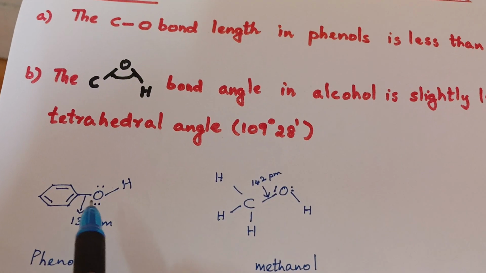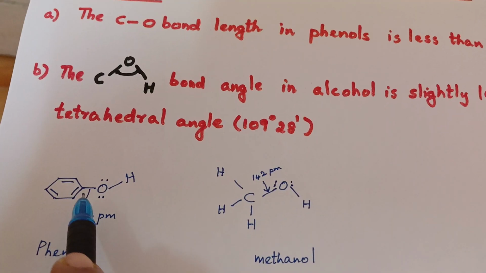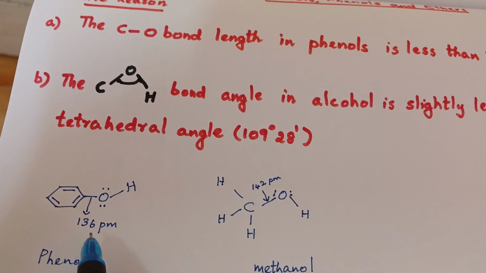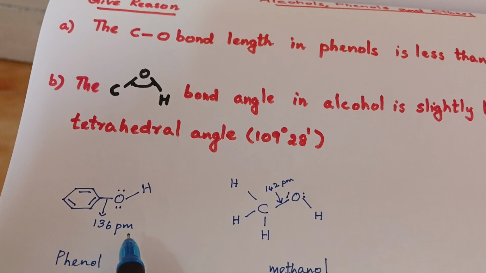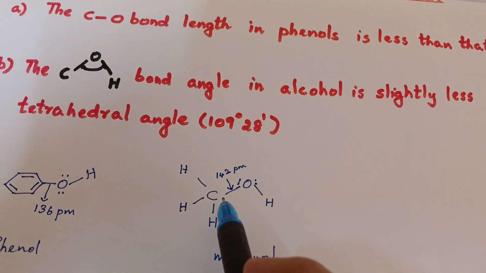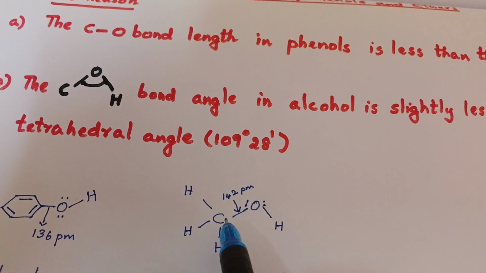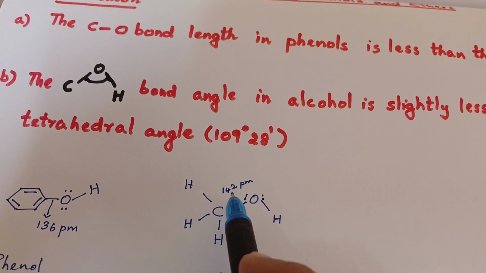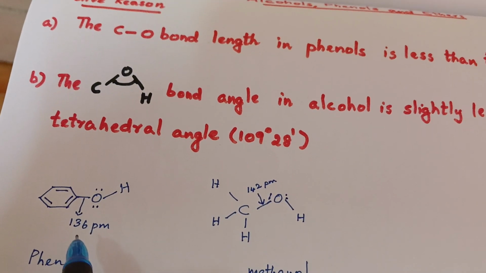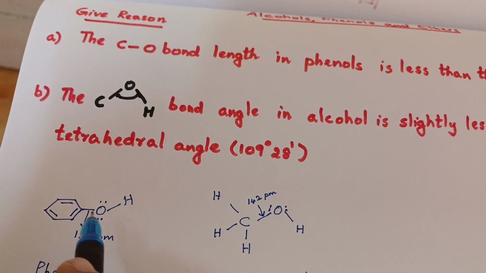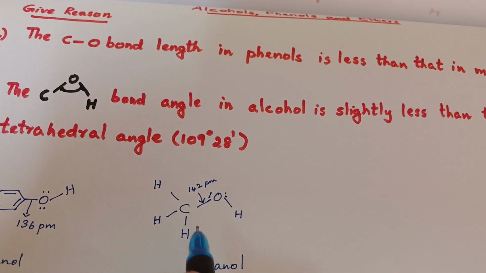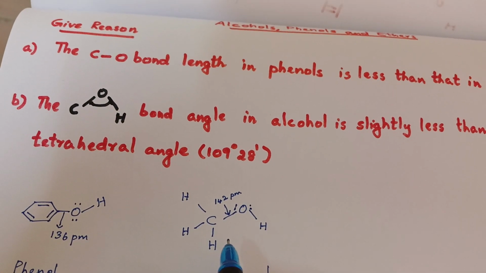So the carbon-oxygen bond. This is the carbon-oxygen bond in phenol. That is 136 picometers. Whereas in the case of methanol, the carbon-oxygen bond is 142 picometers. We are asked why the carbon-oxygen bond length in phenol is less than that in methanol.